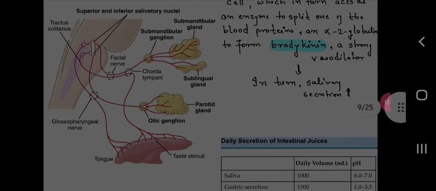Superior and inferior salivary nucleus, tractus solitarius, glossopharyngeal nerve, facial nerve. As you know, glossopharyngeal nerve, tongue, otic ganglion, and parotid gland via the auriculotemporal nerve, and facial nerve, chorda tympani, submandibular ganglion, submandibular gland, and sublingual gland. Superior salivary nucleus and inferior salivary nucleus.